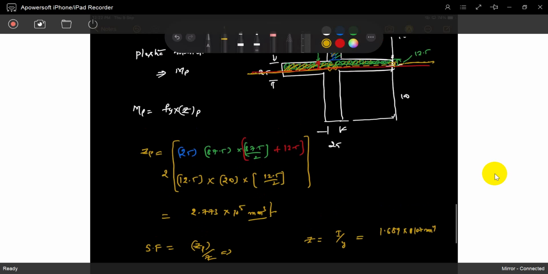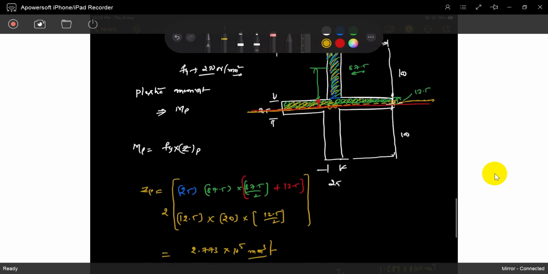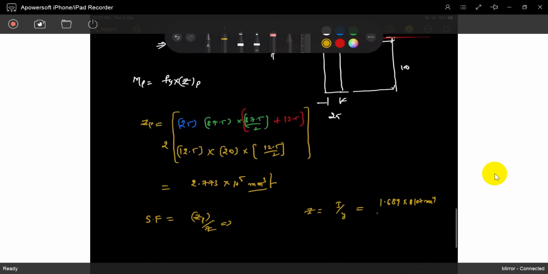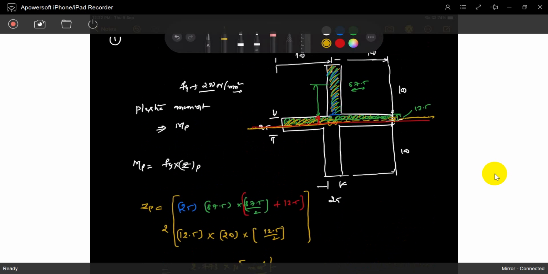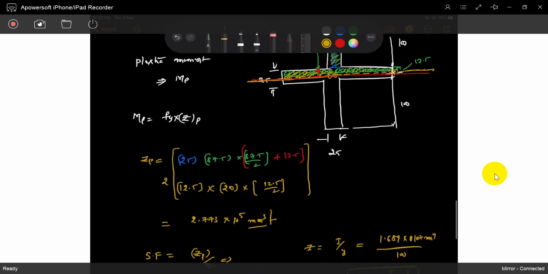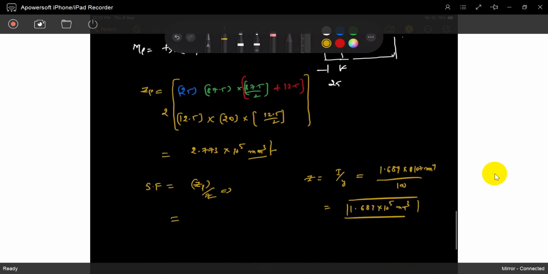Y is exactly, you already know it. What is Y? Y is exactly 100. So you will get Z as 1.689 into 10 power 5 mm cube. So how to find out I? That is a first year class. Okay. So that's it. So what is the shape factor? If you see, the shape factor is 1.64.